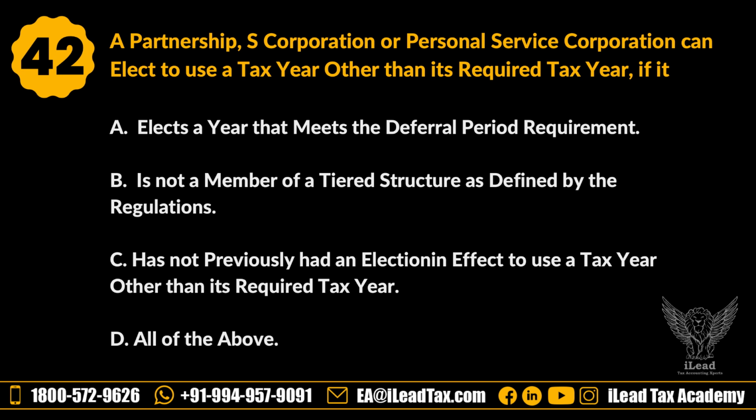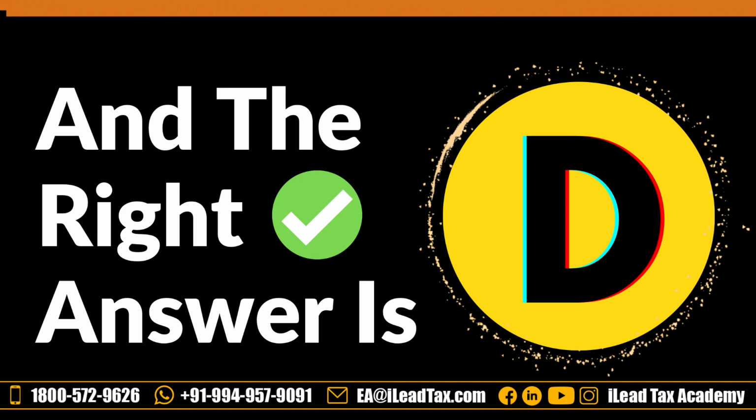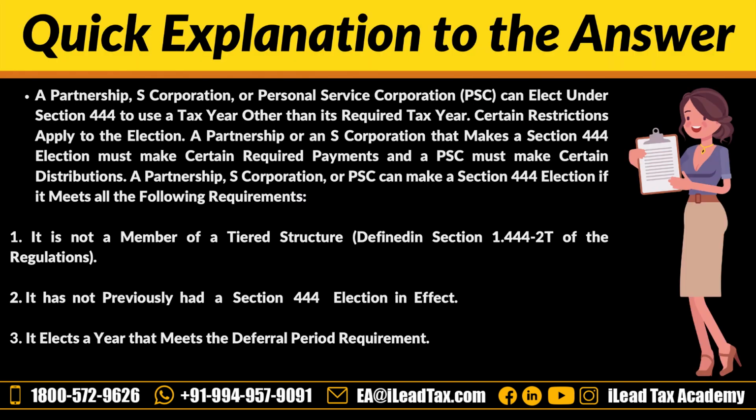Option C indicates that an entity can make the election to use a tax year other than its required tax year if it has not made such an election in the past. So all these conditions must be satisfied in order for a partnership, S corporation, or personal service corporation to elect to use a tax year other than its required tax year. So A, B, C, they are the conditions. Let's go to the next question.